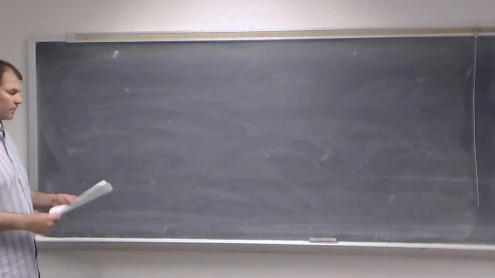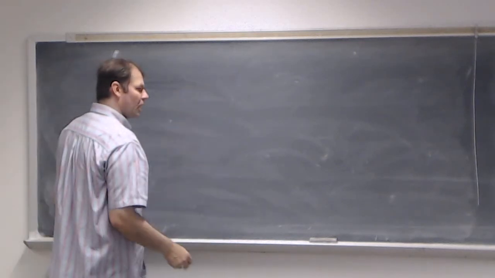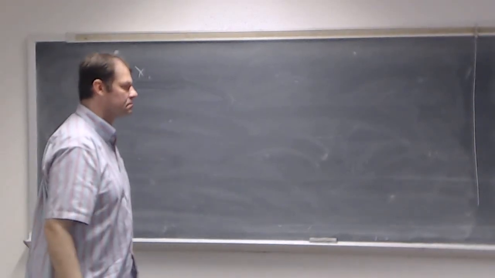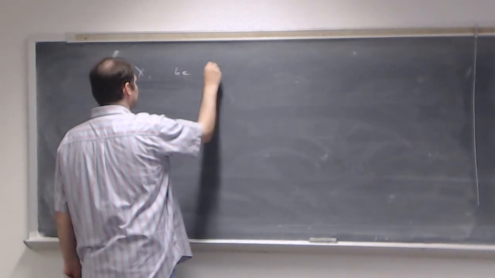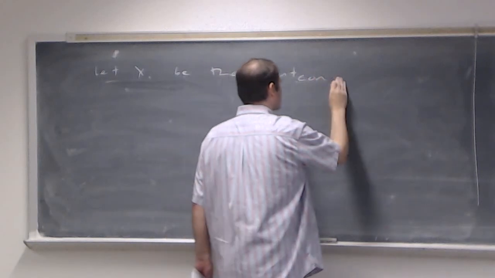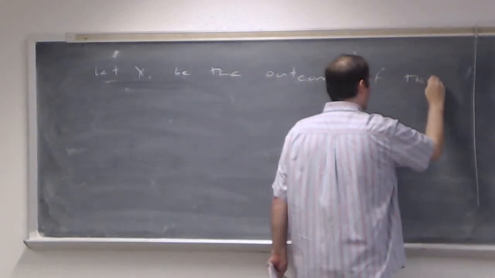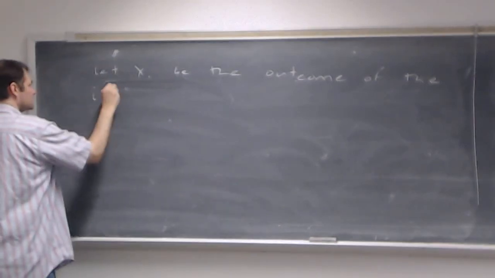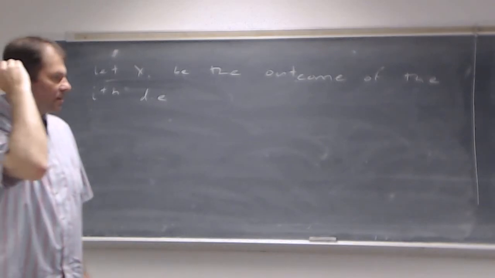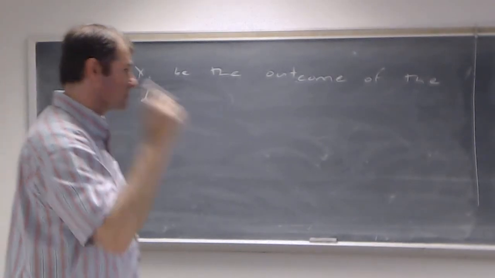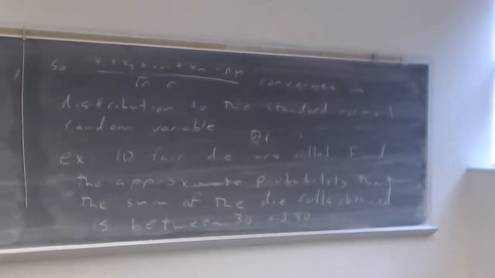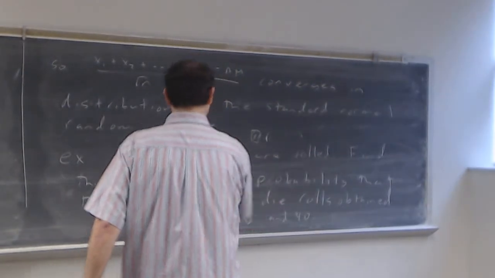So let's start off trying to look at this problem by saying, let X_i be the outcome of the i-th die. I guess it should probably be 10 fair dice. I mean, say it's not a big deal. 12 dice.